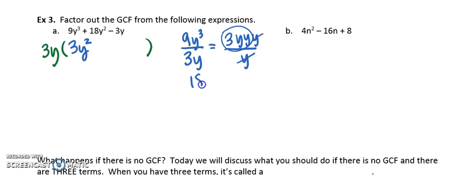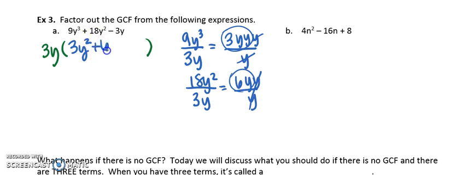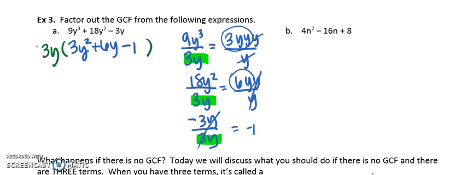If we take 18y squared and divide it by 3y, 18 divided by 3 is 6, and then look at what's going on top and on the bottom. If we cancel those y's out, what we have left is 6y. And watch out on this last one. We have negative 3y and we're dividing by that green 3y. Notice that this 3y is the green 3y I have over there. This all cancels, but don't you end up with a negative 1? 3y divided by 3y would be 1, so negative 1. You've now factored out the GCF.